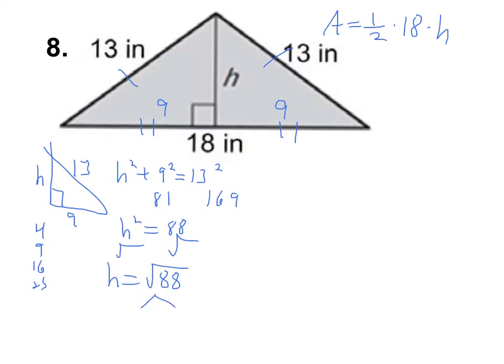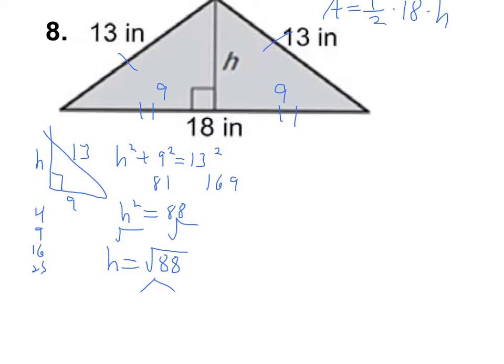What do you get when you divide 88 by 4? Well, 88 divided by 4 is 22. Can 22 divide by any of these perfect square numbers? No, it can't. And we know the square root of 4 is 2. So 2 square root of 22.